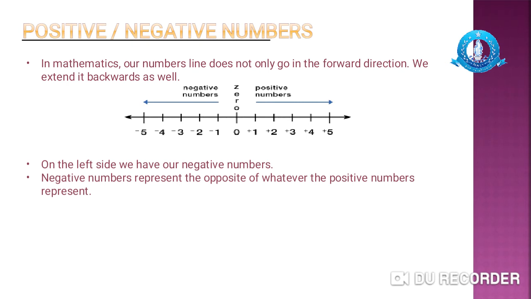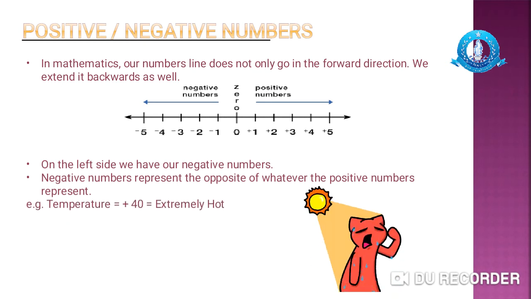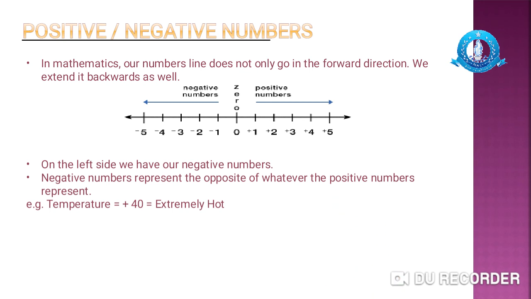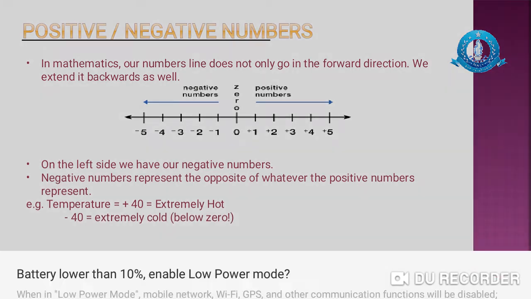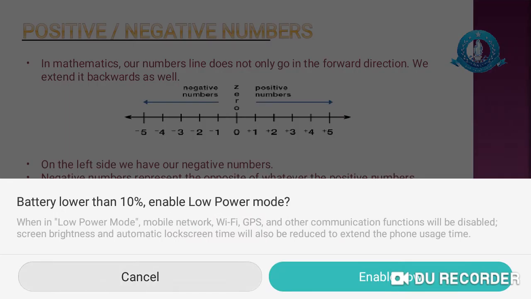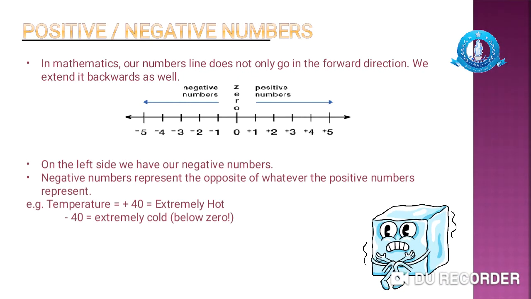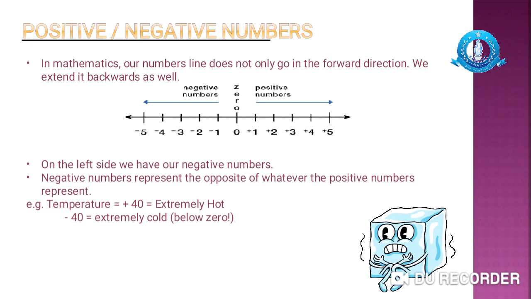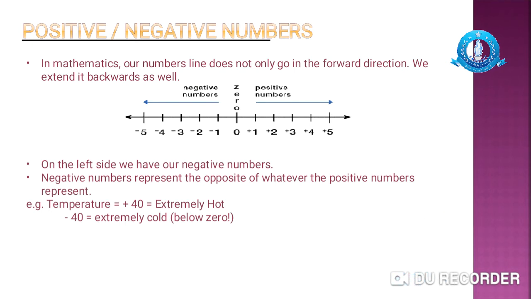For example, let's take temperature over here. If I say that the temperature of a certain place is going to be plus 40, I know that it's going to be extremely hot in that area. If I say that the temperature of a certain place is going to be minus 40, I would know that it's going to be extremely cold over there.